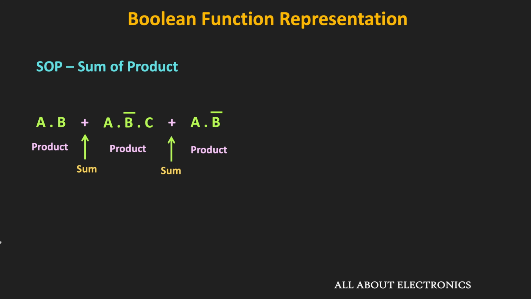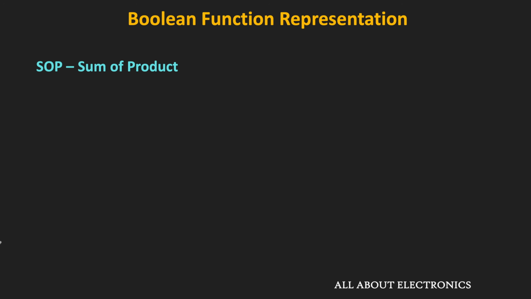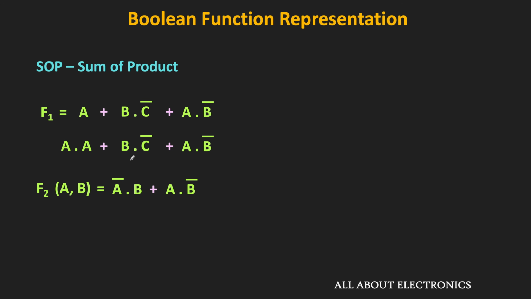So let us see some expressions which are in the sum of product form. If you see this function f1, then it is in the sum of product form, because here this a can be represented as a dot a. If you see all these three terms, they are the product terms, and this plus sign represents the logical OR operation. Similarly, let's say this f2 is a function of variables a and b, and this function is also in the SOP form.